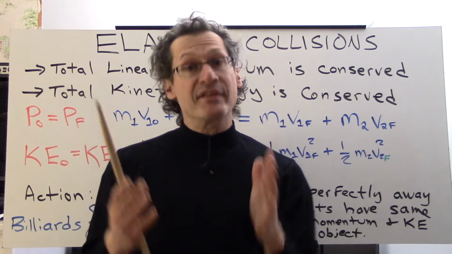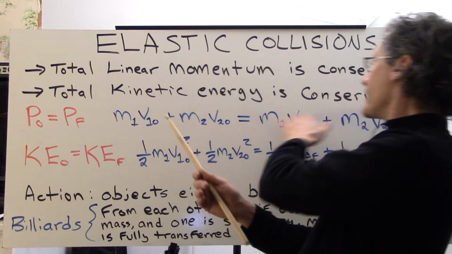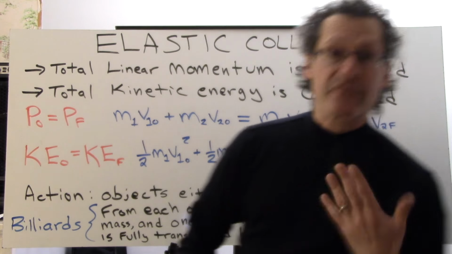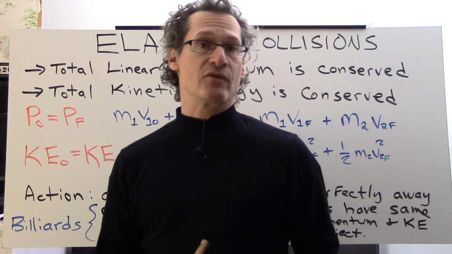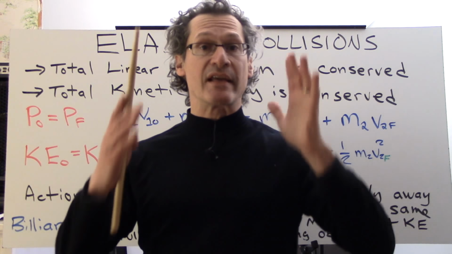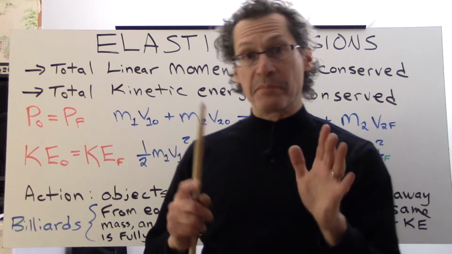What we have for an elastic collision is that total kinetic energy is conserved. Its counterpart, the inelastic collision, does not have kinetic energy conserved, but it is conserved for the elastic collision. Okay, so let's take a look at what that means.